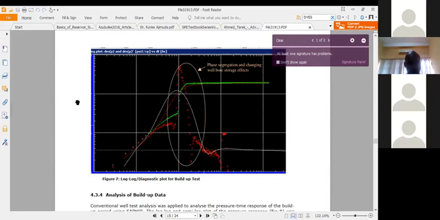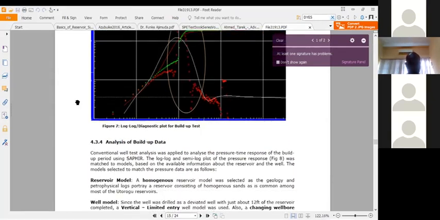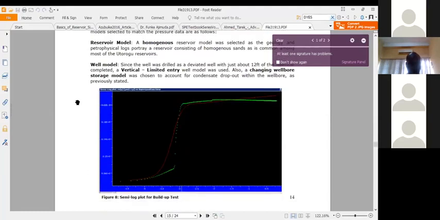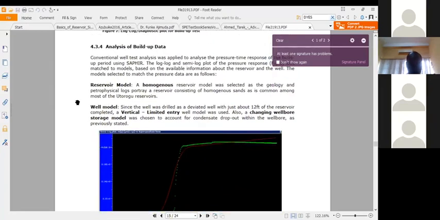Figure 7 is the log-log diagnostic plot. Remember that what we have done is the semi-log, but this is the log-log. I'll be ending the class with the log-log. So I will leave it at that for now. Now, take a look at figure 8. Figure 8 is the semi-log plot for the build-up test. And of course, all these are snapshots from the software.